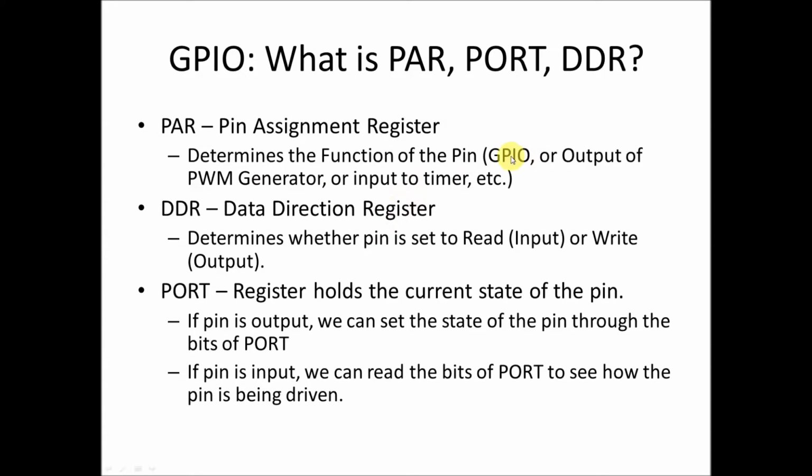Then say we set the pin as a GPIO using the pin assignment register. Then we have to determine whether or not the pin is an input or an output as general purpose I/O. So we have a data direction register, or DDR, and this determines whether the pin is set to read as an input or write as an output.